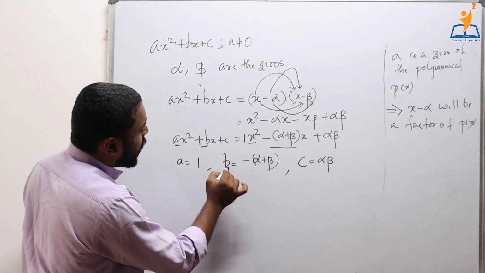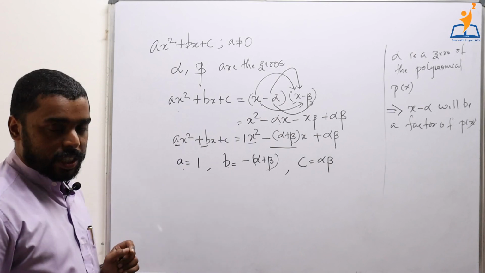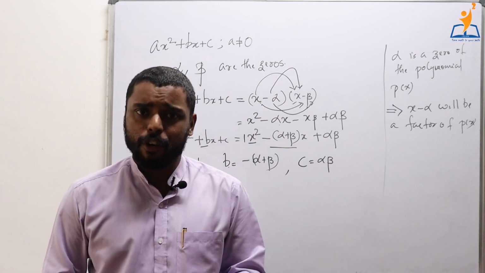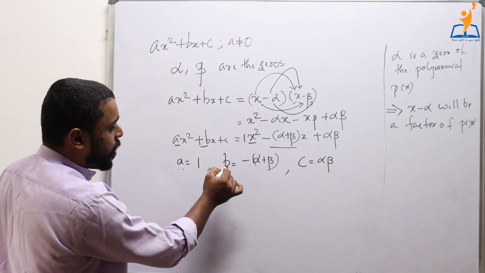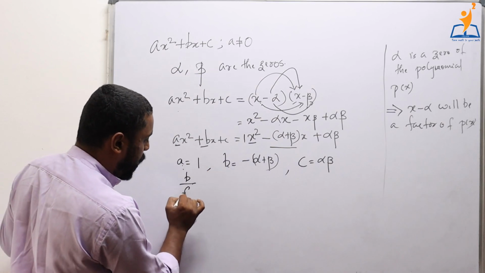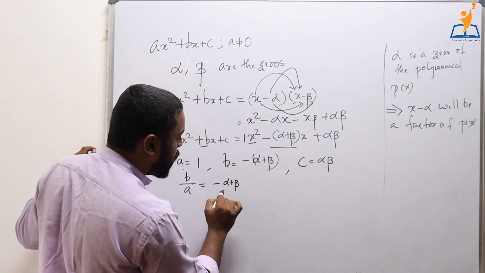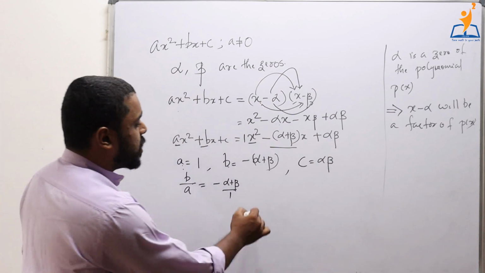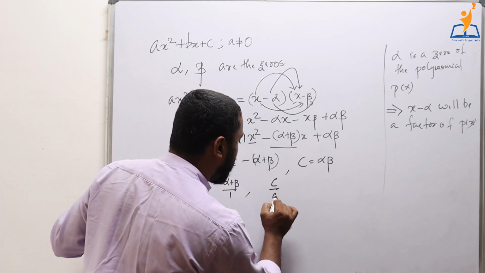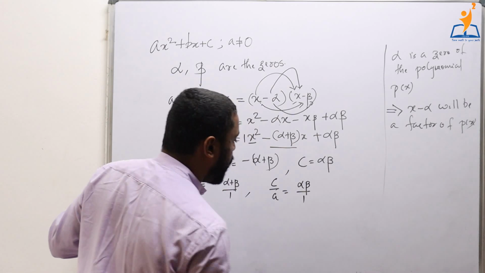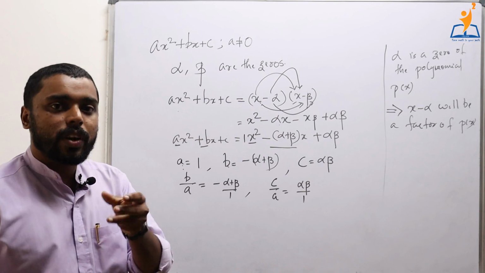See, we can divide this equation by this equation. In order to divide two equations, it is enough for us to divide the left hand side as well as the right hand side. So left hand side b by a, so b by a equal to right hand side minus alpha plus beta divided by 1, right? Similarly we can divide this equation by this. So we have c by a is equal to alpha beta divided by 1.